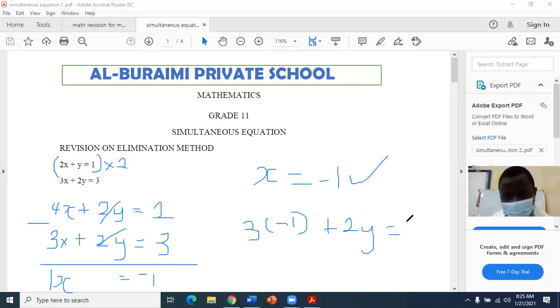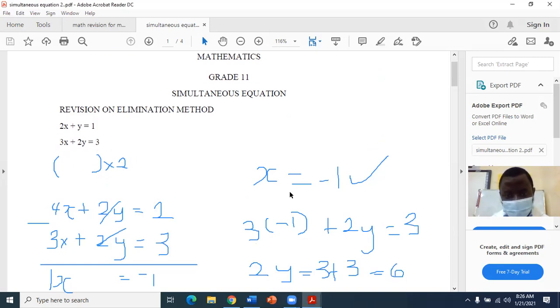Now, 3 times -1 is -3. If I take -3 to the other side, it becomes +3. So I will have 2y is equal to 3 plus 3, which is what? 6. Are you following? Good.